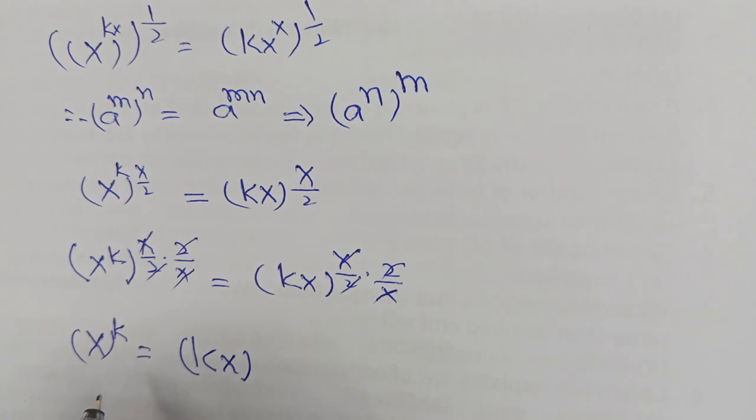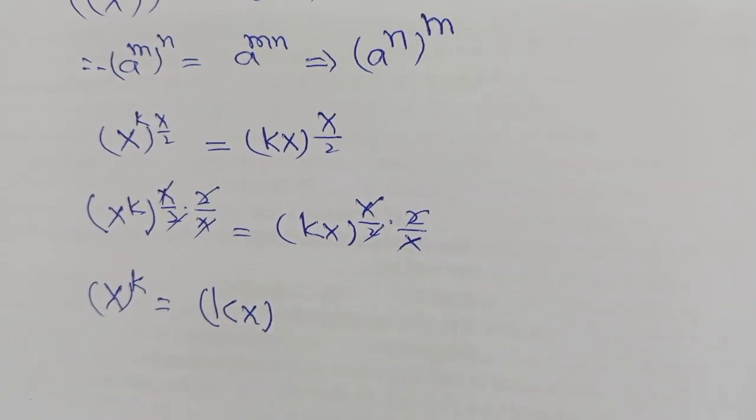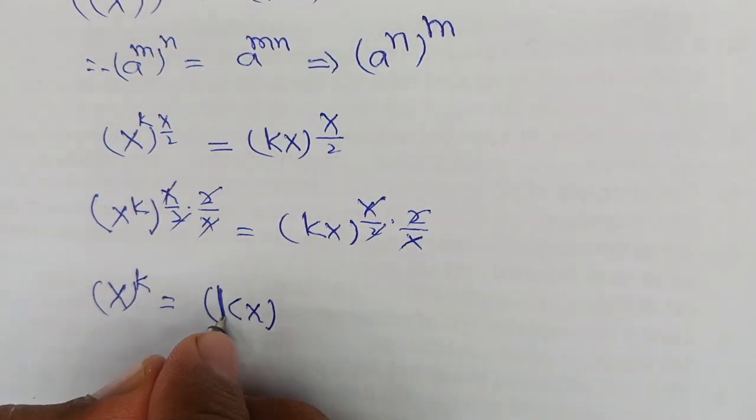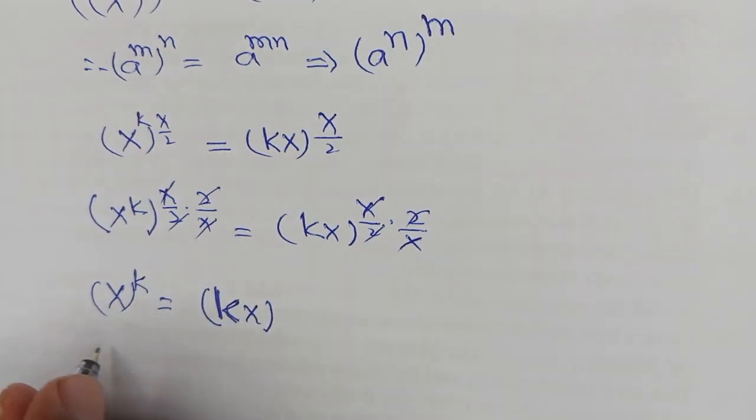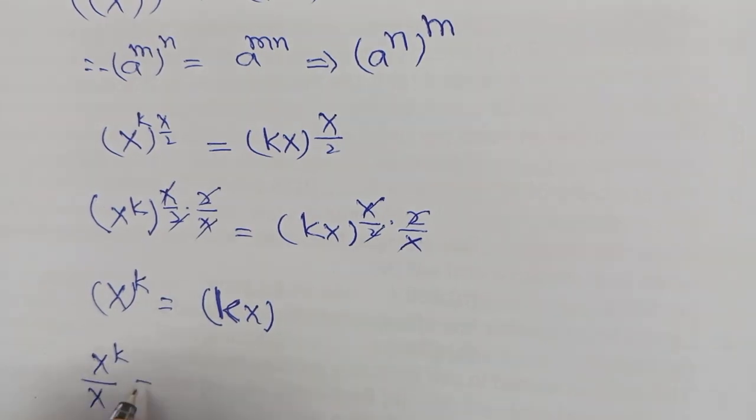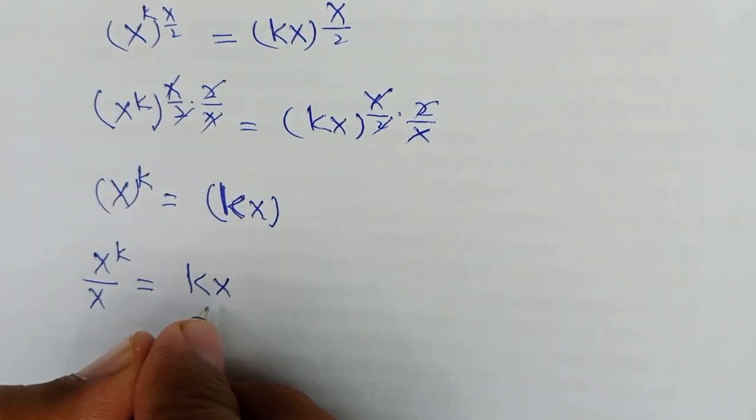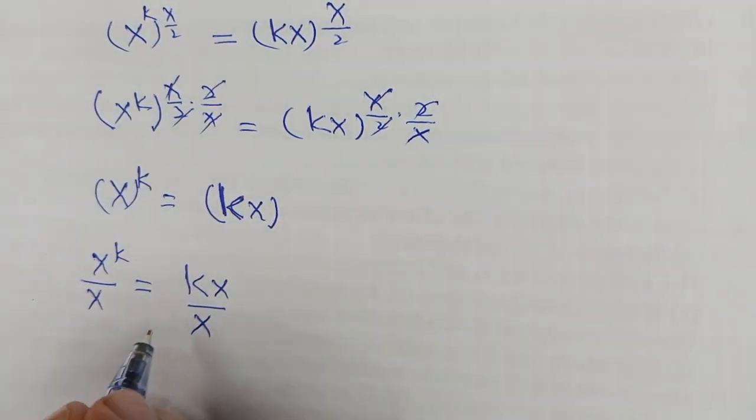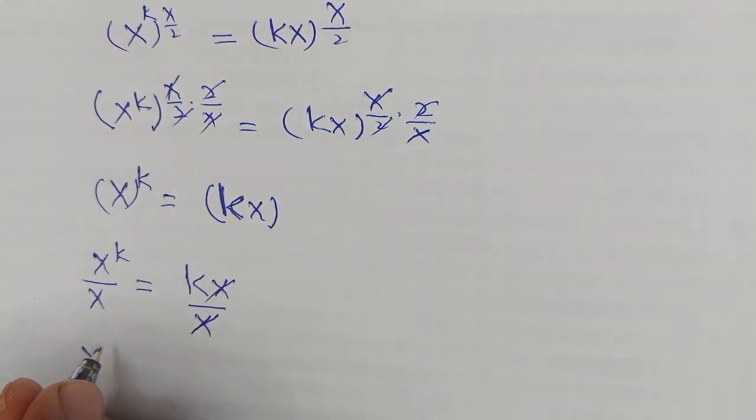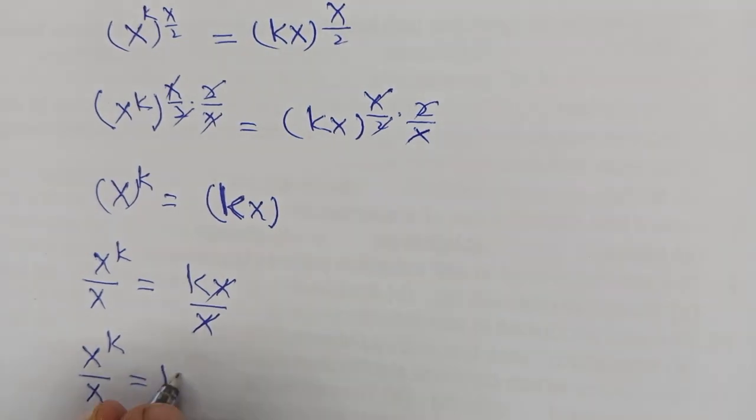Again we divide by x on both sides for getting the value of k. So it will become x power k divided by x is equal to kx over x. Here we simply eliminate x, so the equation becomes x power k divided by x is equal to k.